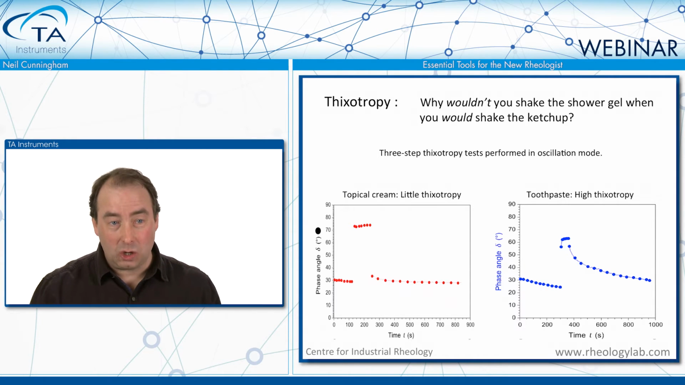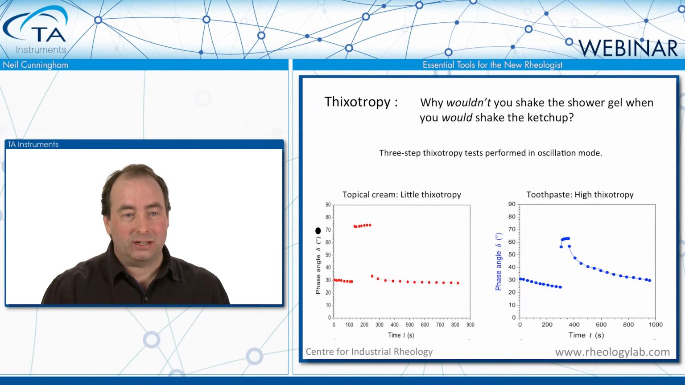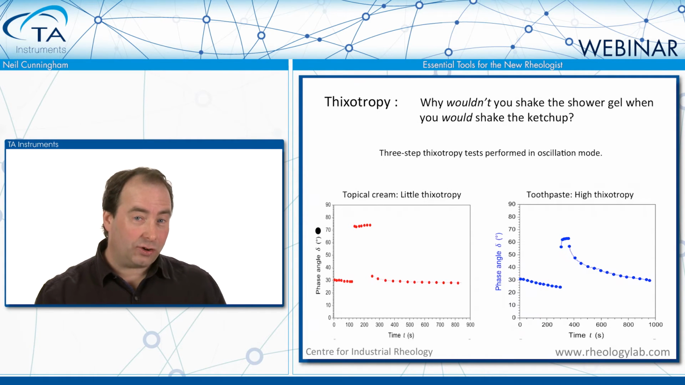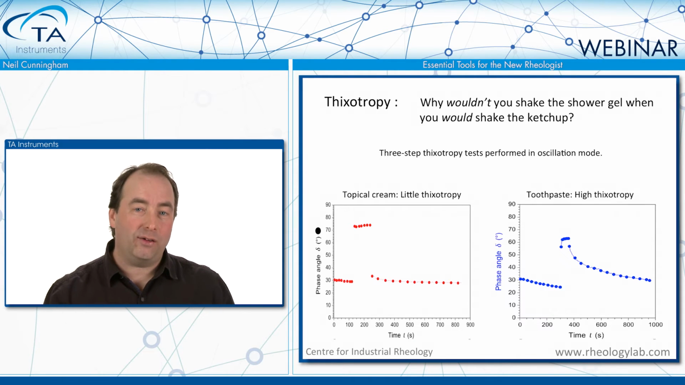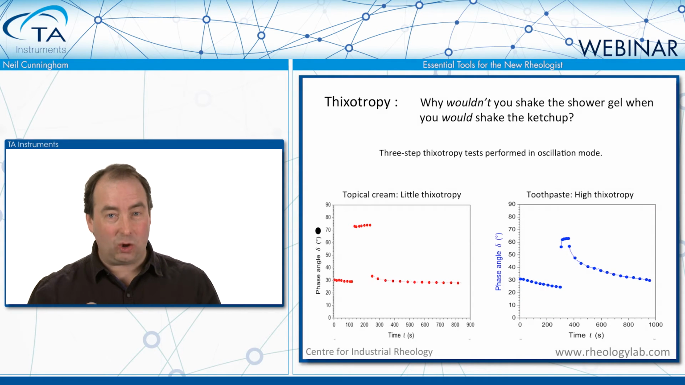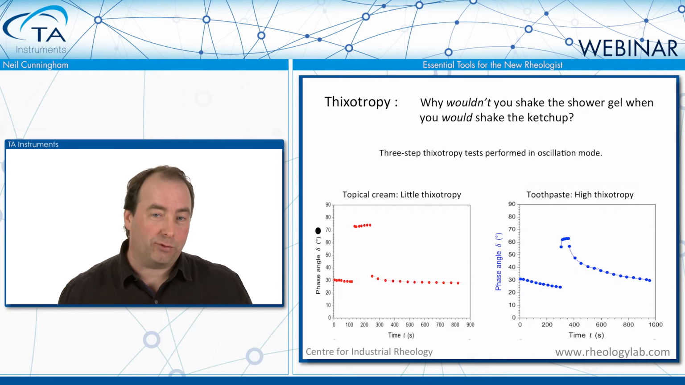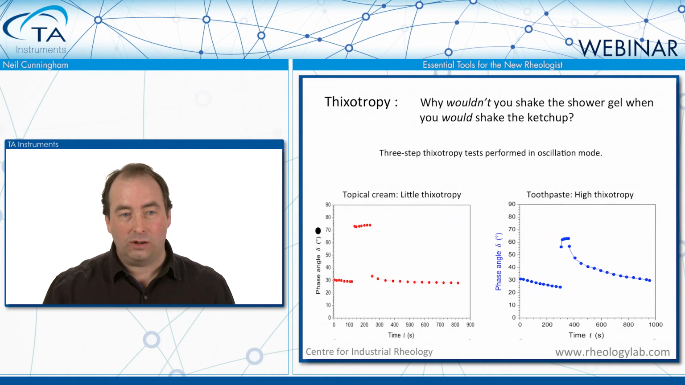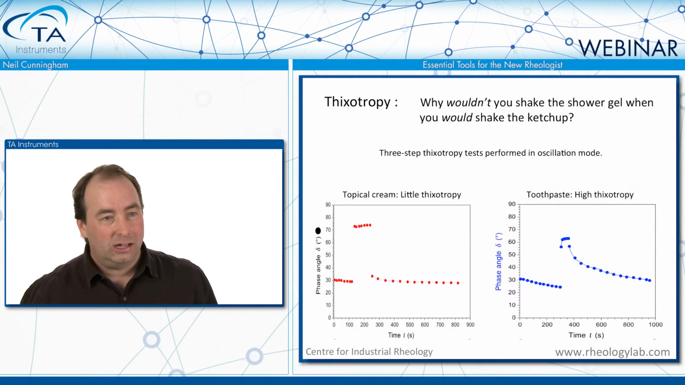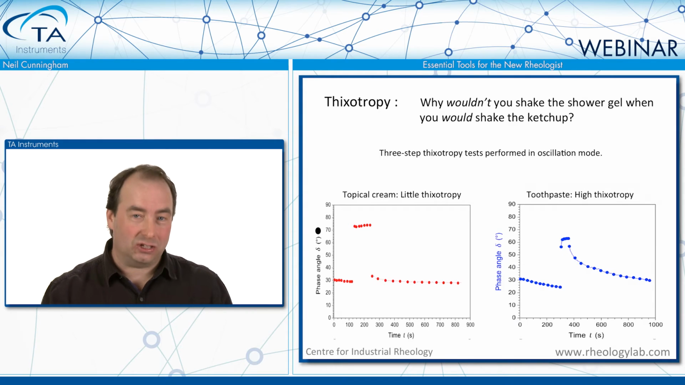If we compare that to the toothpaste, when we apply the high deformation, the large strain oscillations, again the phase angle rises up to a higher value. That tells us that we've gone from an elastic dominant product to a viscous dominant product. But then when we return back down to the gentle oscillations, we can see that the toothpaste is undergoing a much slower recovery. And so we say that toothpaste is highly thixotropic and the cream there is less thixotropic.